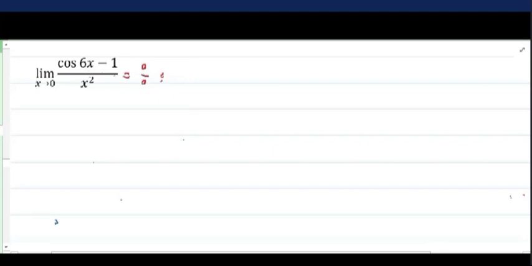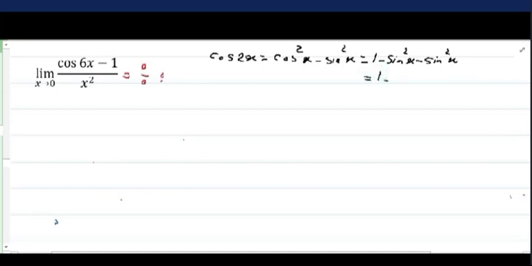I can convert and rewrite this in terms of sine. Go back to the formula for cosine in terms of sine. We have cosine 2x equivalent to cosine squared x minus sine squared x, which again I can write in terms of sine. So cosine 2x is also 1 minus sine squared x, and here I have minus sine squared x. So together this formula is equivalent to 1 minus 2 sine squared x.